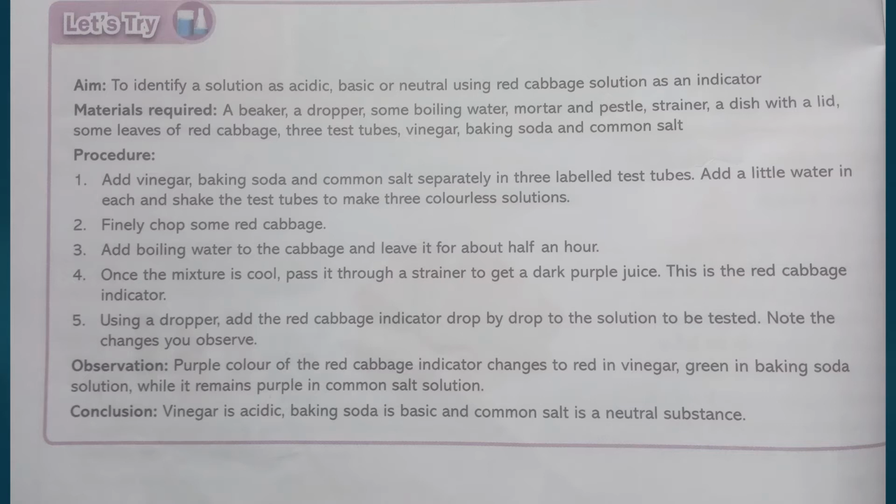separately in 3 labelled test tubes. Add a little water in each and shake the test tubes to make 3 colorless solutions. So students, at first we have to take 3 test tubes. In the first test tube add vinegar, in the second test tube baking soda and in the third test tube common salt. After adding a little water we shake the test tubes and make a colorless solution in the 3 test tubes.